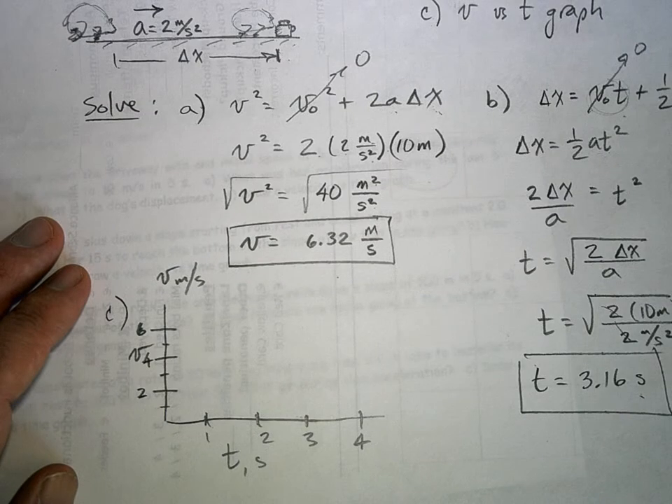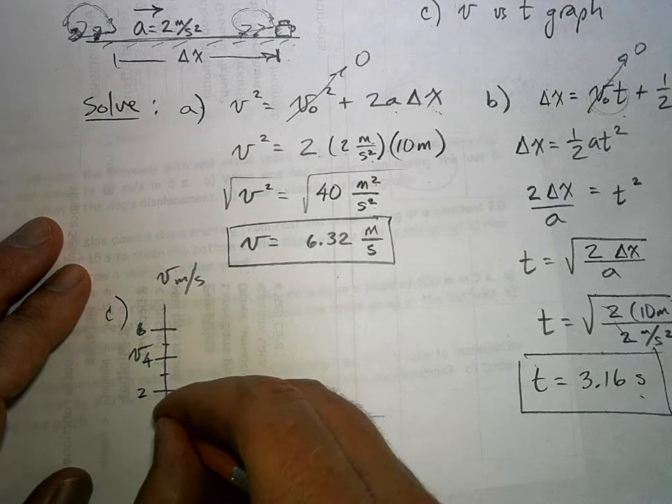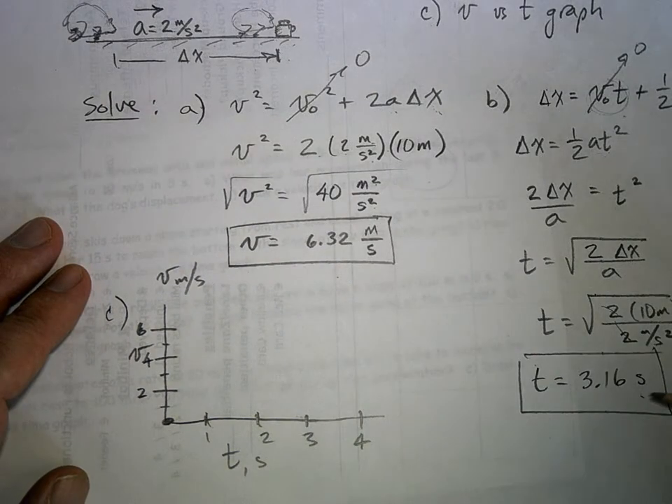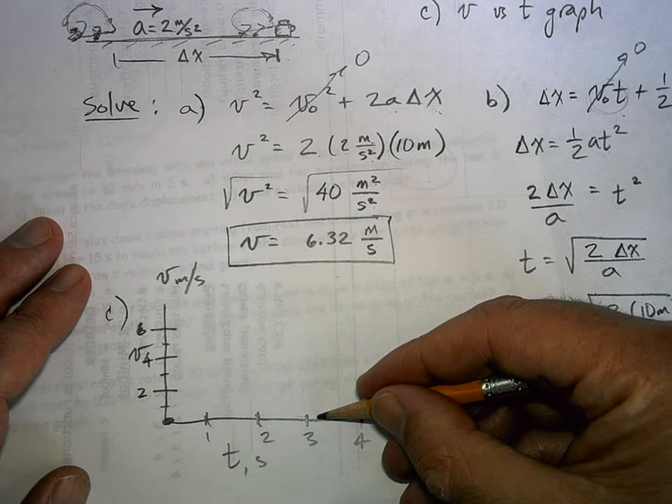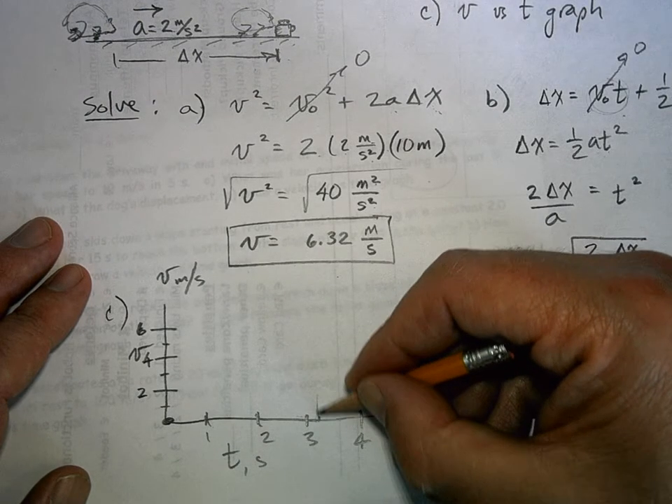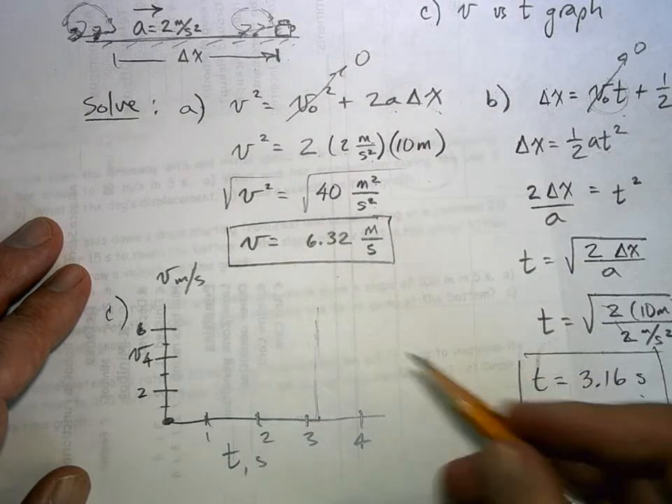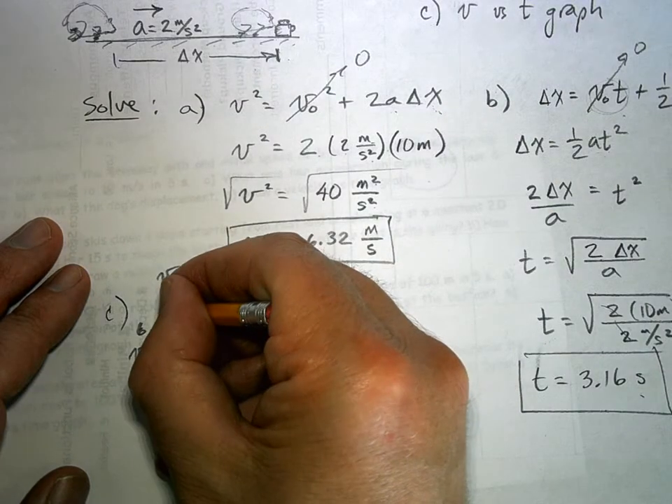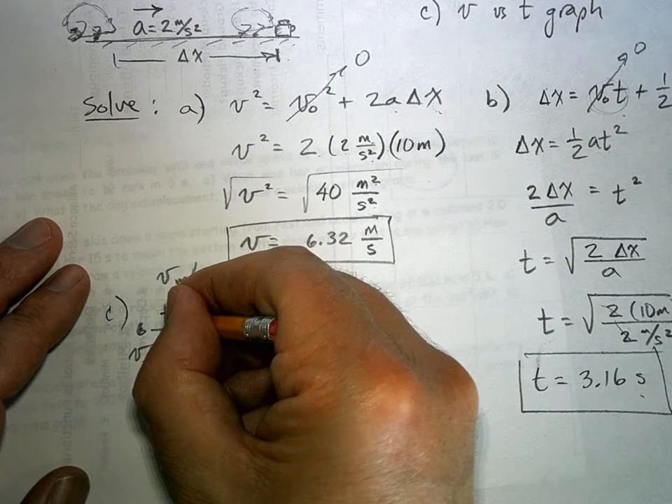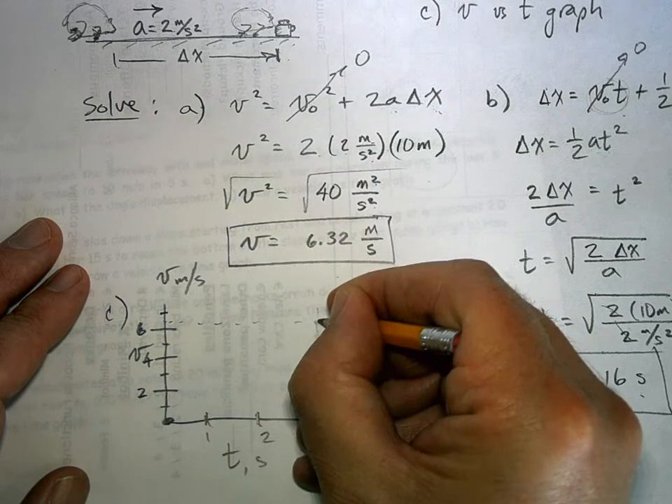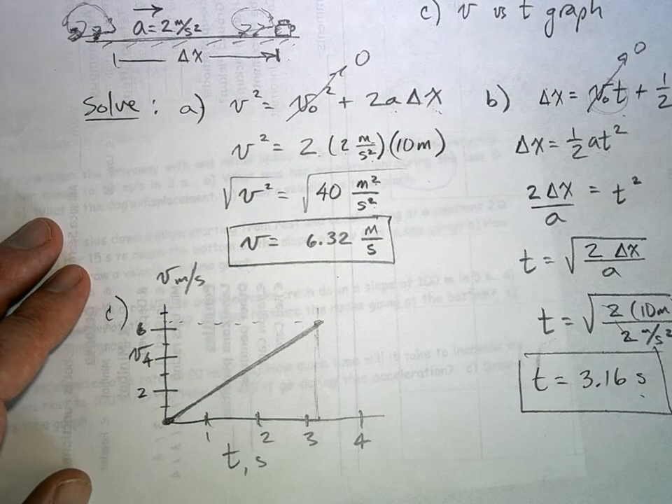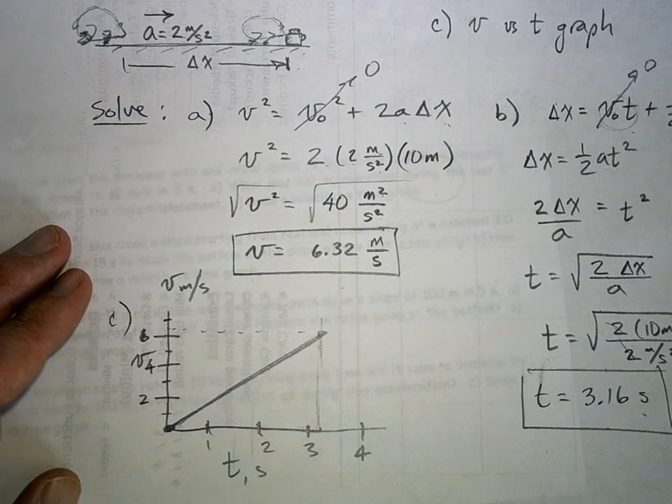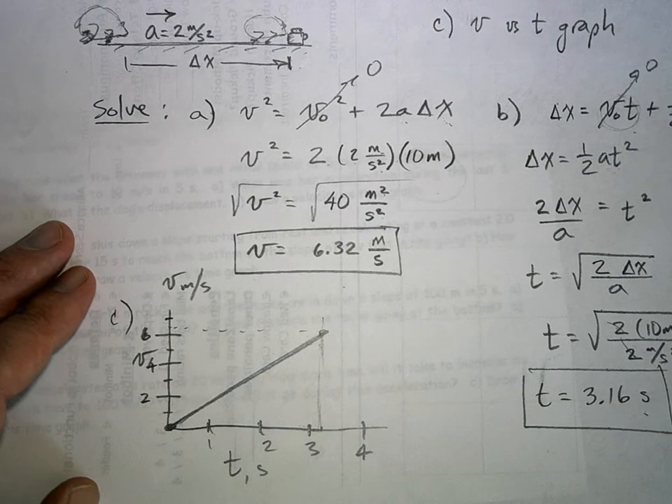Okay, and then we're starting from rest. And then at 3.16, which is less than 3.2, somewhere in here, we're going to go to 6.32. So that would be about right here. And there's the velocity versus time graph for that bear.